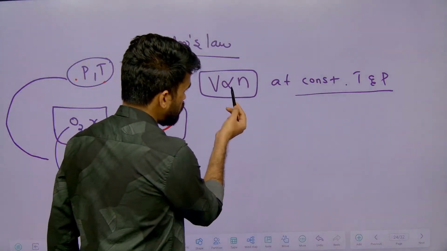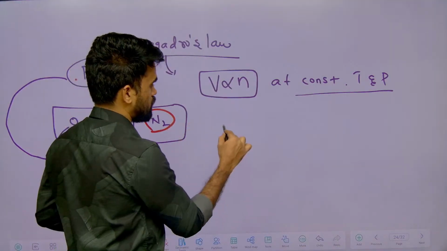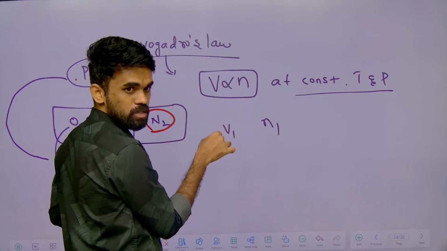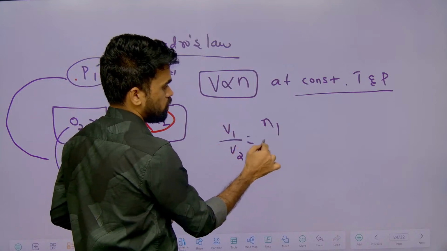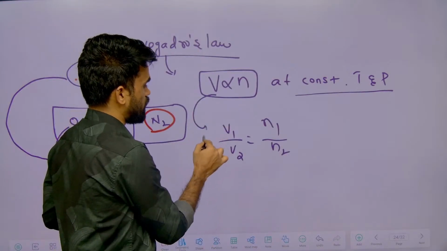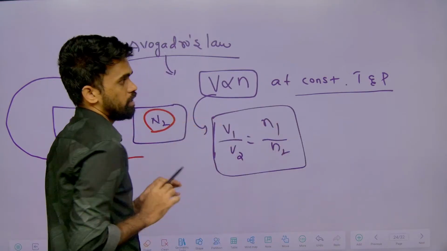Now, can I say there are two containers, V1 having N1, removing the proportionality, and V2 having N2. So this relation also we can get from here. Okay, done up to here.